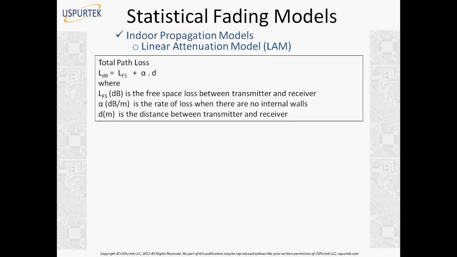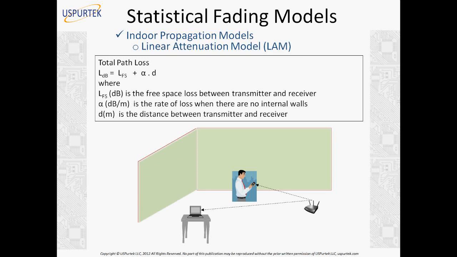Then we have the linear attenuation model, which is another very simplified model. But you need to know the attenuation parameter here, the dBs per meter. What is the rate of loss when there are no internal walls? It's a very big hall, a conference hall or something like that, where this can be applied. But you need to know the value of alpha here, a dB per meter, decibels per meter.